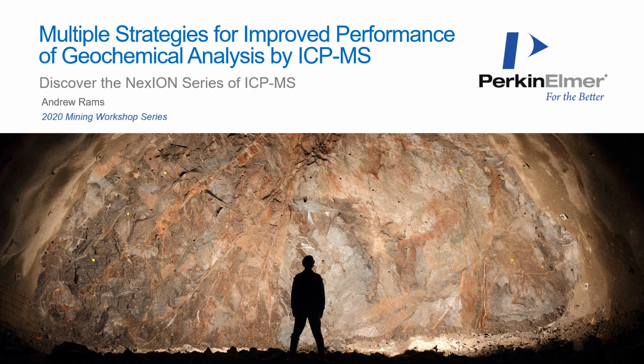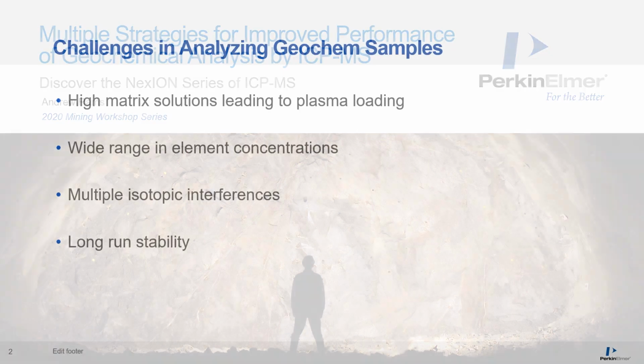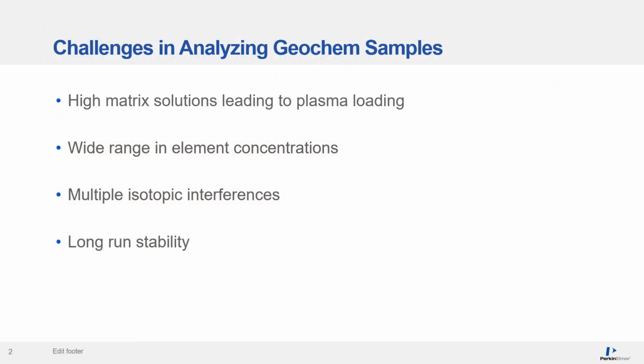In this talk, I'd like to talk about multiple strategies for improved performance of geochemical analysis by ICP-MS. There are a couple of main and common challenges in analyzing geochemical samples by ICP-MS. So these solutions are typically high in total dissolved solids. These high matrix samples can lead to plasma loading, resulting in the sample not being completely ionized in the plasma.